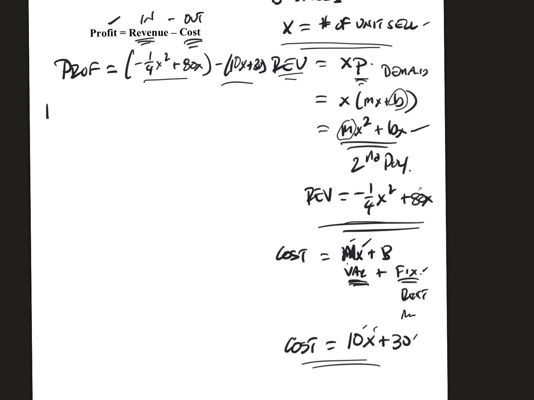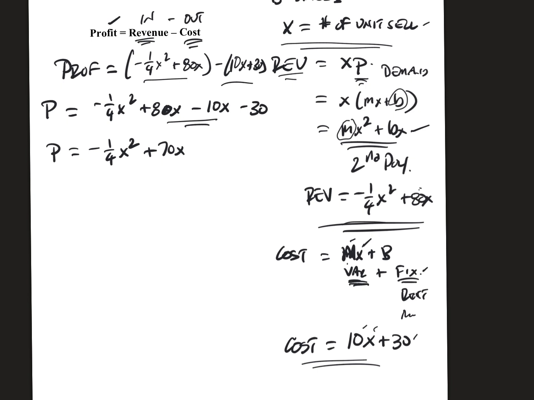So with what we've learned, for my profit function, I first distribute out the negative, and then we combine like terms. Right now, the only like terms are those right there. So negative 1/4 x squared plus 70x minus 30. Later on in chapter 11, and I think a little bit in chapter 5, we're going to take a look at this quadratic function in more detail. We'll do more things with it.